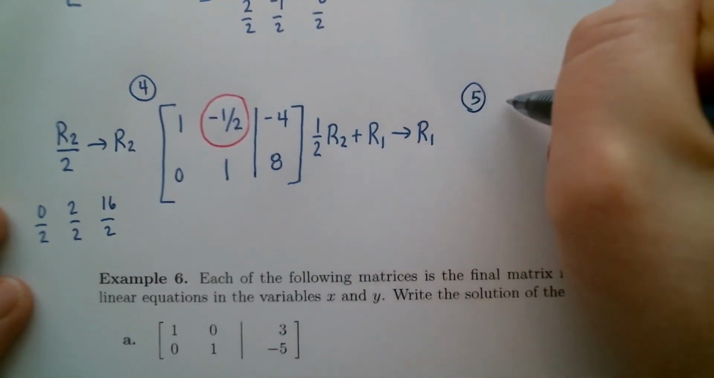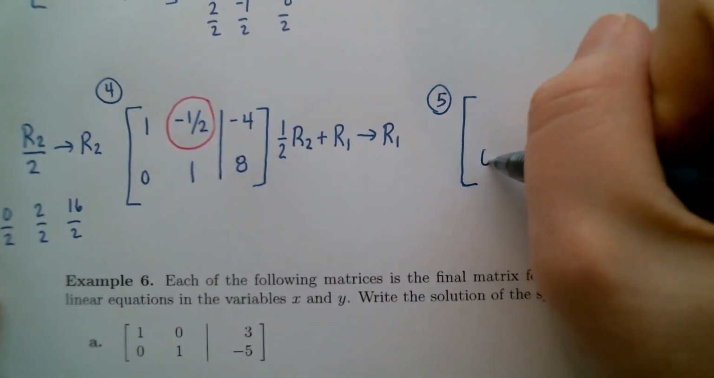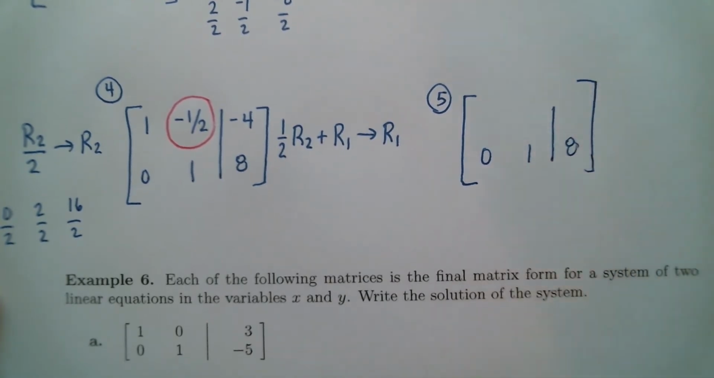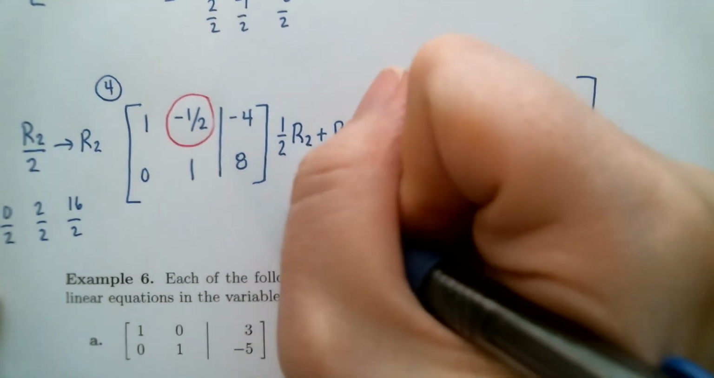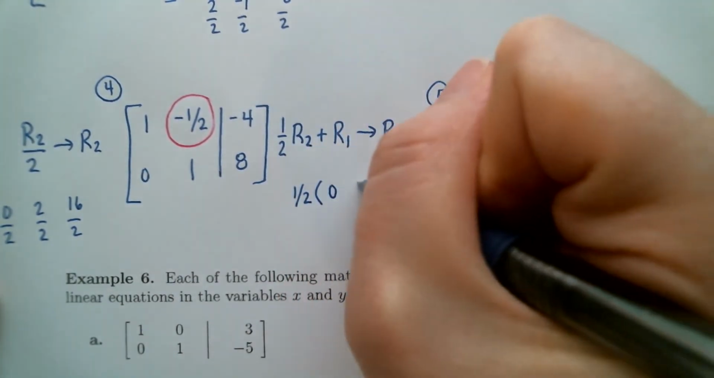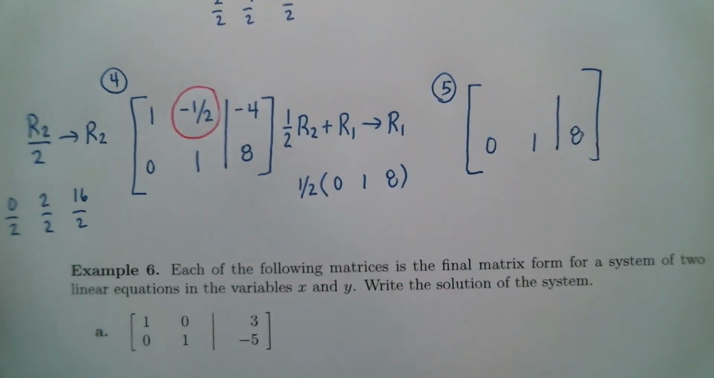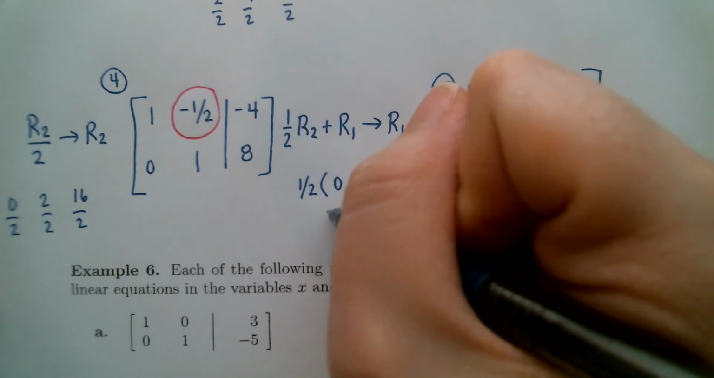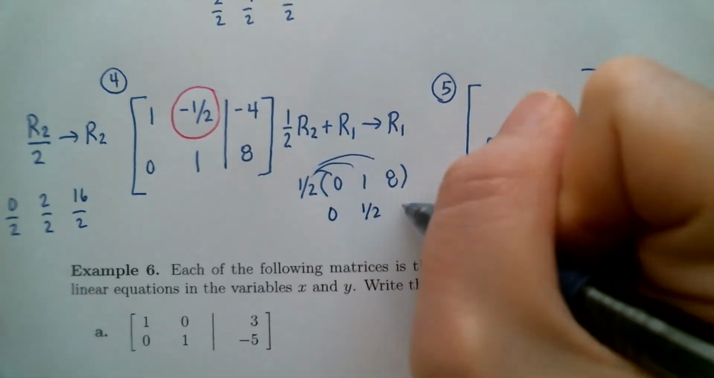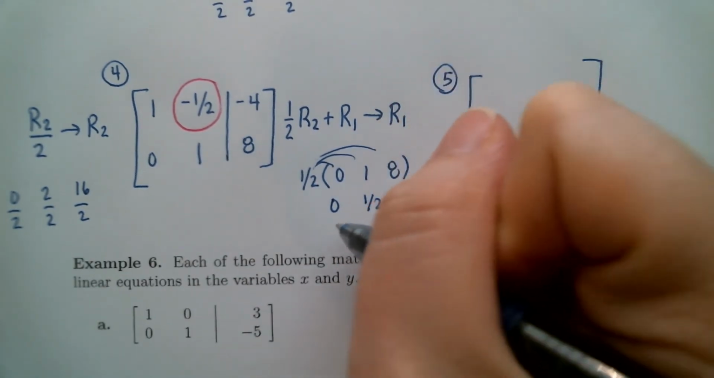So let's see here. If we're making this change, row 2 is going to stay put. And now I'm going to do my work to get row 1. I need to multiply row 2 by 1/2. If you're multiplying by 1/2, it's the same thing as dividing by 2. So if we multiply each of these by 1/2, I'm going to get 0, 1/2, 4. Add it back to the first row.